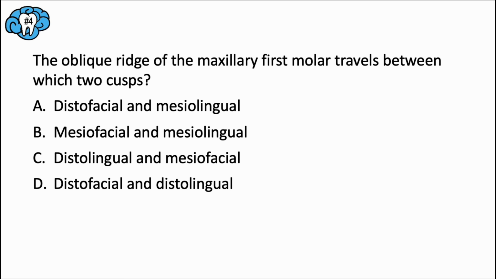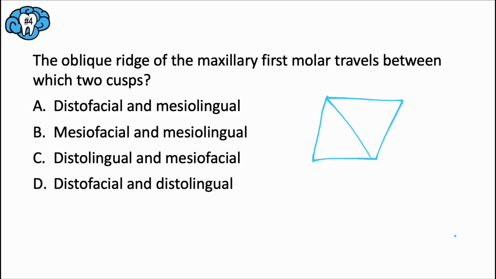Question number 4. The oblique ridge of the maxillary first molar travels between which two cusps? Go ahead and pause the video and then we'll talk about this question together. So remember, from the occlusal view, the maxillary first molar is like this rhombus shape where it's pointing toward the mesial, and the oblique ridge runs diagonally to split that rhombus in half, into two halves, we'll say.